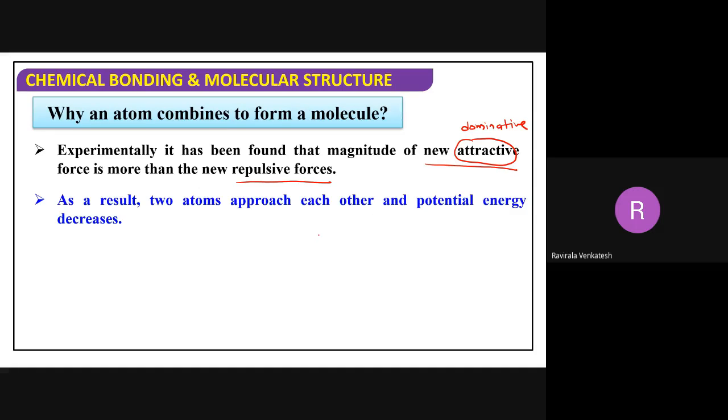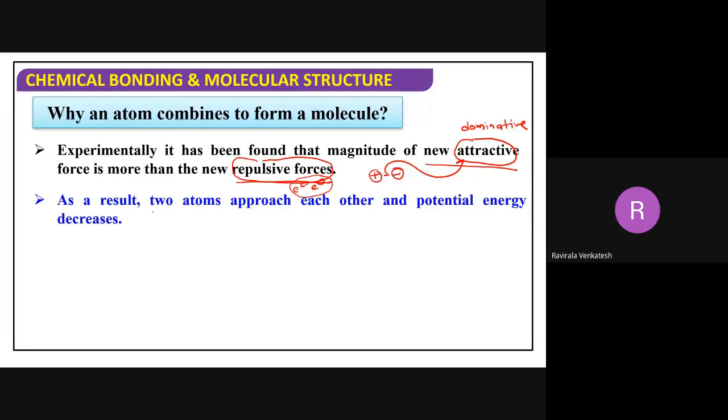Now, we get attractive forces between the electron and the nucleus, between positive and negative. This is called attractive force. That means between the nucleus and electrons, you have attractive force. When you get repulsive forces, between nucleus and nucleus, and electron and electron, you get repulsive forces. So when you overcome these repulsive forces, you get a chemical bond.